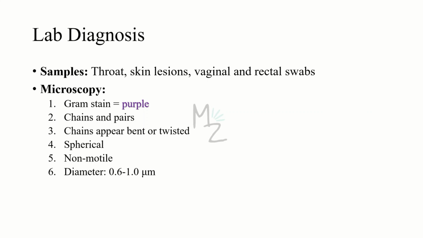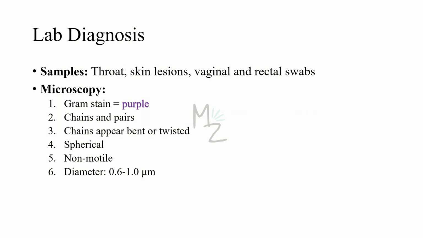Lab diagnosis. Prior to doing anything else in the lab, we need samples. We'll need samples from throat, skin lesions, vagina, and rectum. We'll do this by swabbing. The first procedure we'll perform is gram stain. The purple or blue color after gram staining will reveal that this bacteria is gram positive. And microscopy will reveal that this bacteria occurs in chains and the chains appear to be bent or twisted.